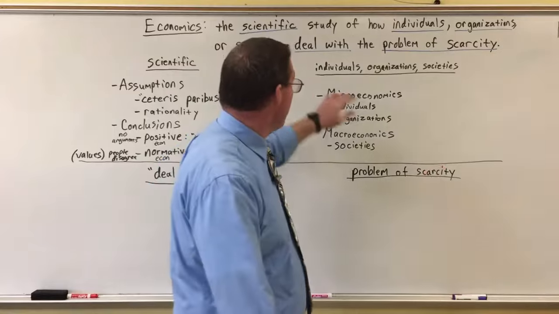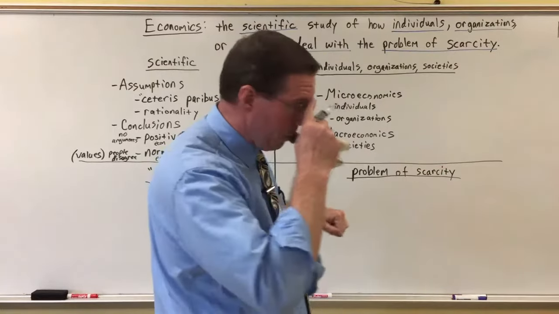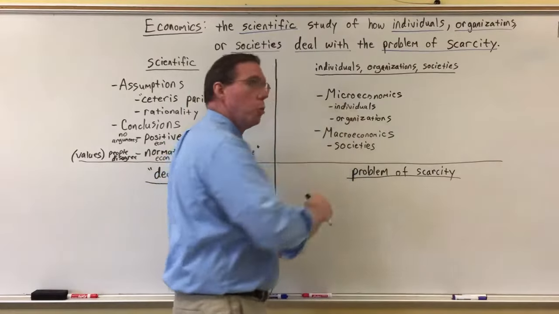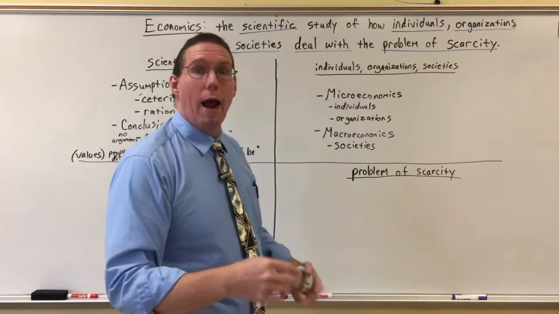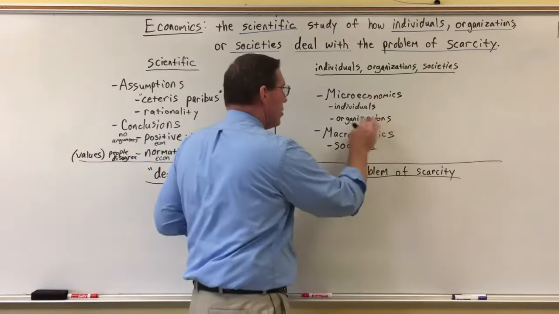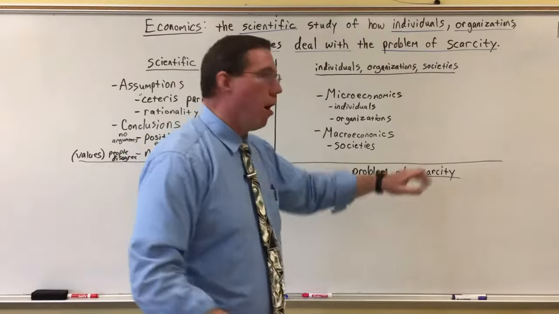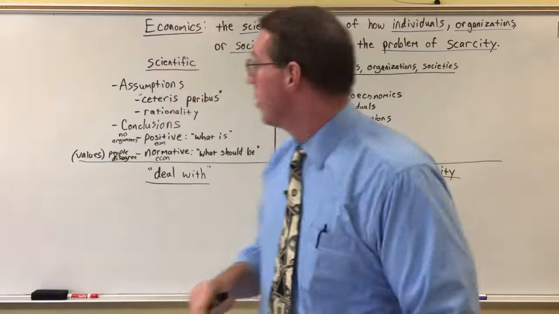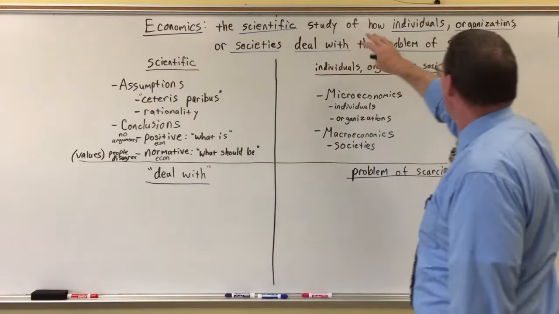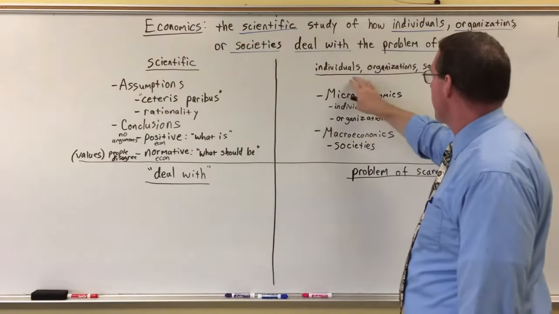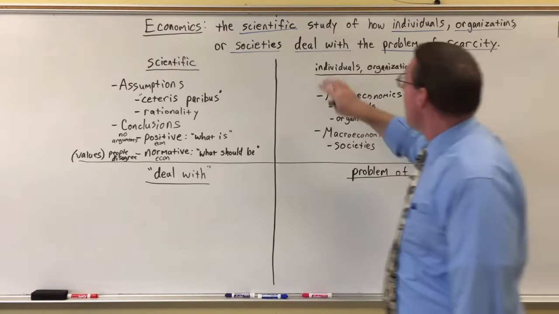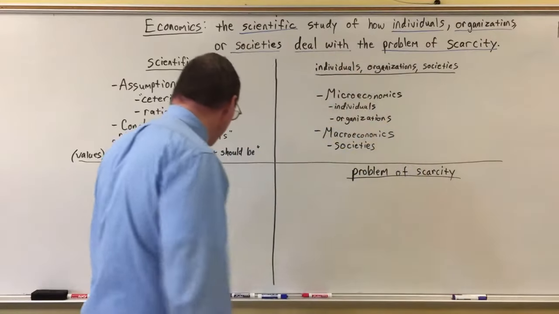of the people. Whereas in microeconomics, we're going to talk a lot about you and how you as an individual make decisions, or how your business or the company that you work for, organizations, how they make decisions about the problem of scarcity. Okay? All right, so economics is the scientific study, so we've got assumptions and conclusions about how individuals, organizations, or societies, that would split up whether we're dealing with microeconomics or macroeconomics, how they deal with the problem of scarcity.